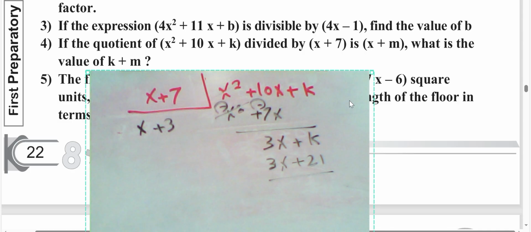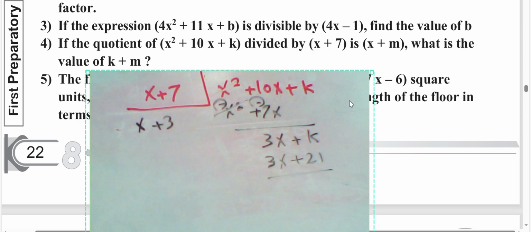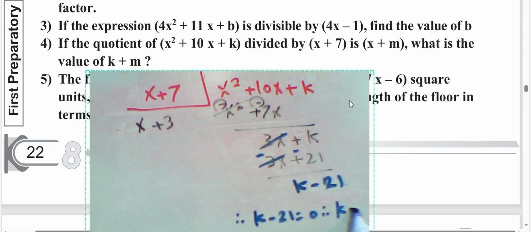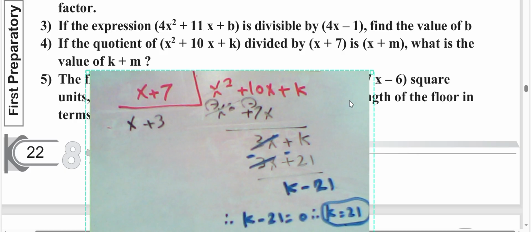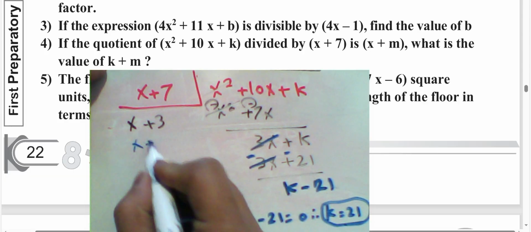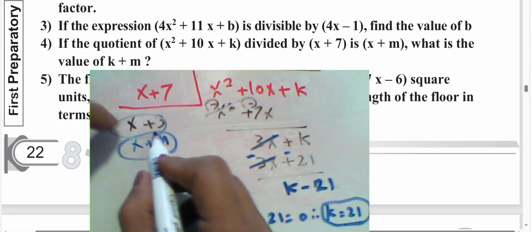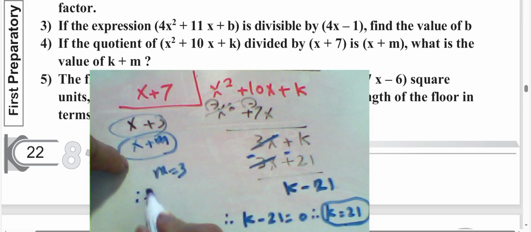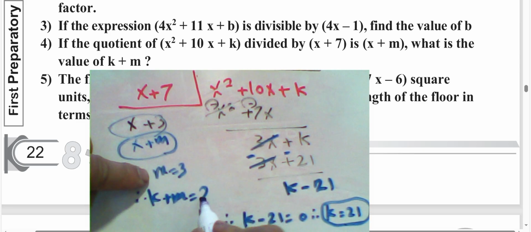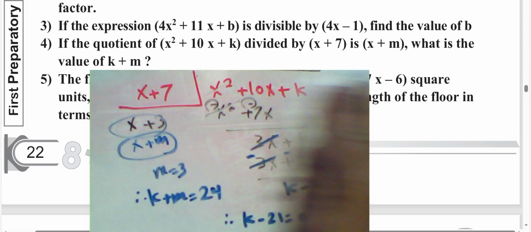Next step, we can find the difference between the two expressions now. Right, negative and here negative. We can cancel, then we have k minus 21. Then k minus 21 equals 0. It means the value of k is 21. Now I want to find the value of m. He gives me x plus m as the quotient. Then the quotient is x plus 3, so the value of m equals 3 and the value of k equals 21. Then k plus m, 21 plus 3 is 24. And the answer will be 24.